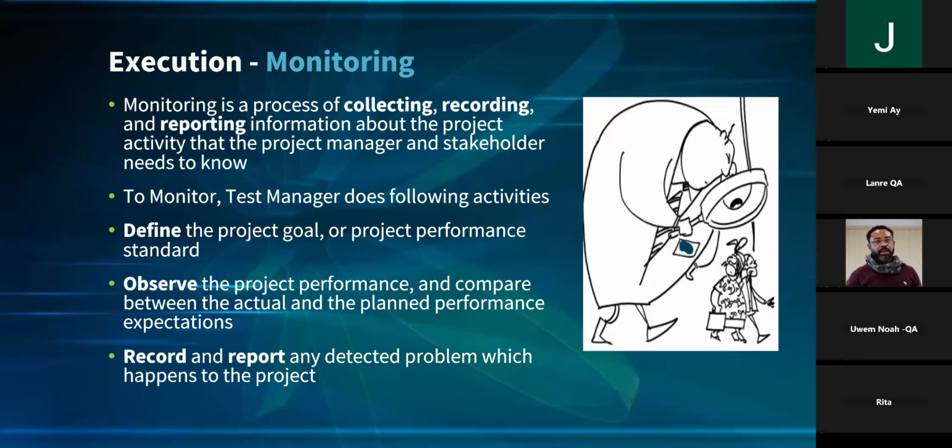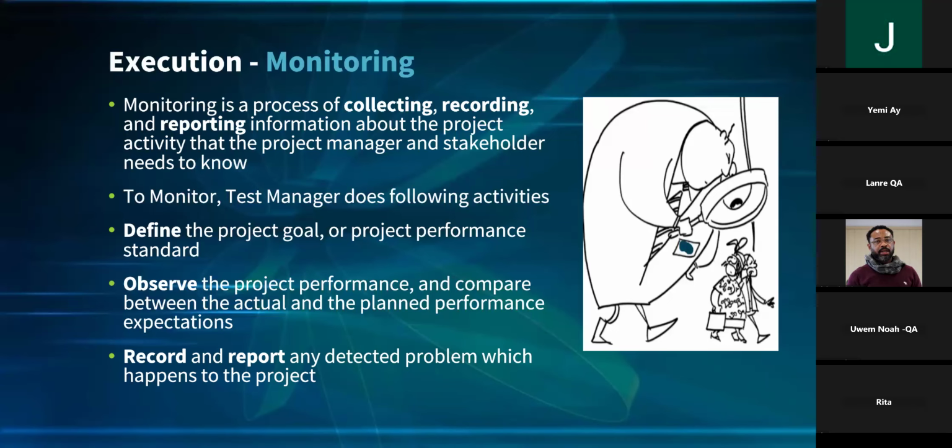Then you record and report any detected problem which happened to the project. So if I'm short of people, if I don't have access or connectivity quickly, I start escalating immediately. Start pulling project managers in and telling them, take all of them in the loop. I put everyone in the loop so that it's easier for them to have visibility of it.